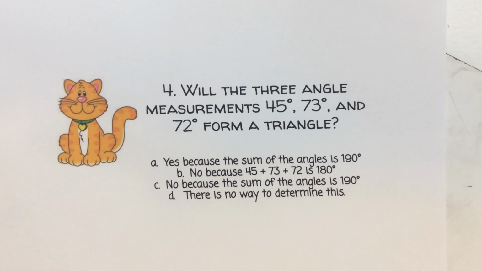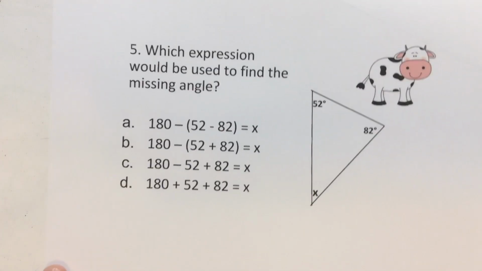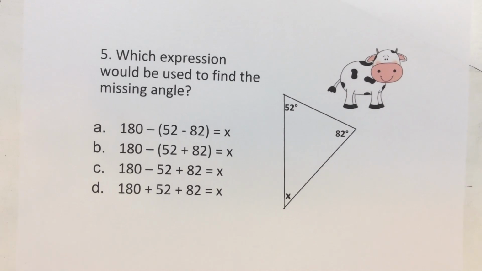Next. Will the three angle measures of 45 degrees, 73 degrees, and 72 degrees form a triangle? Okay. Number 5. Oh, it's almost like we're back in class, right? Which expression would be used to find the missing angle? So it's not always just about finding the angle. Which expression could you use, or which equation could you use? Okay, those parentheses are very important there.